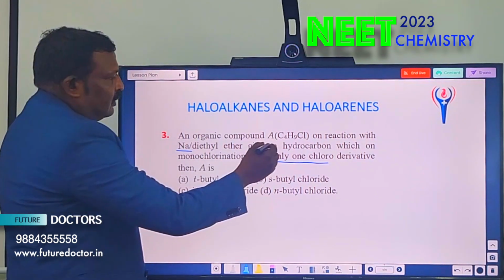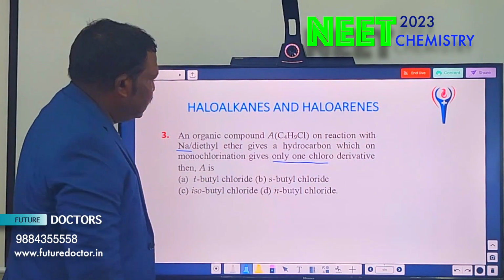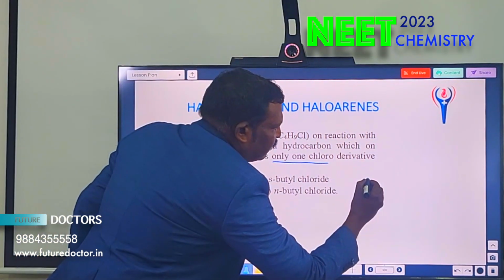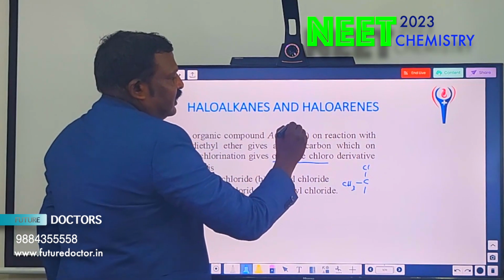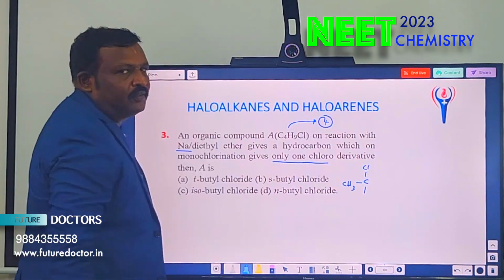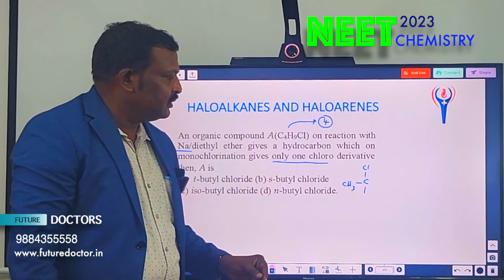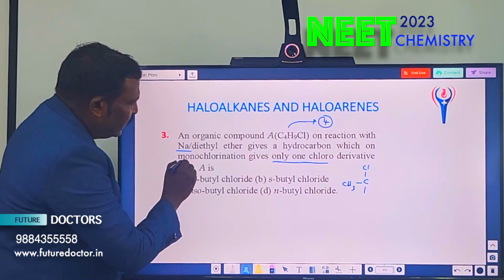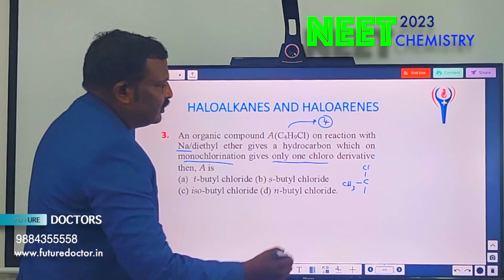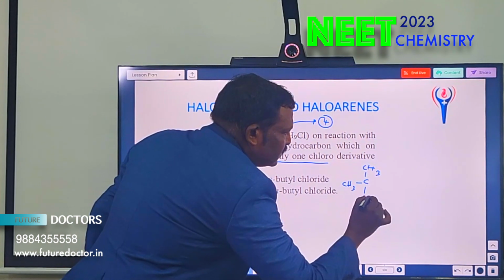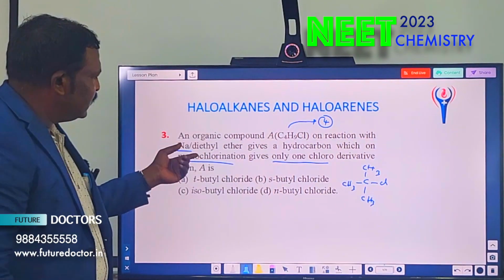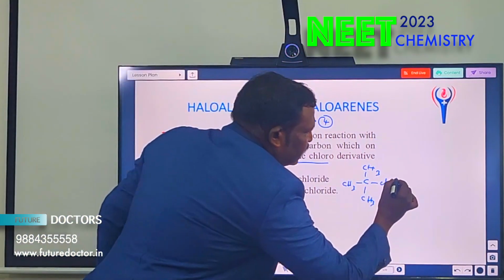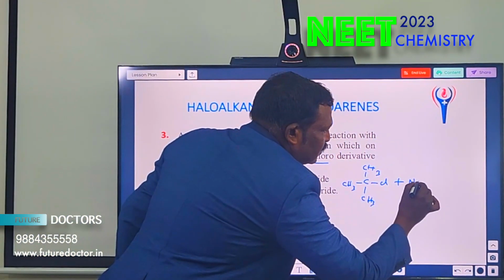So I'm taking tertiary butyl chloride. What's the formula for it? Here we have 4 isomers possible, but I'm taking only one isomer. This one is going to give only one monochlorination product. So (CH3)3C-Cl, then reacts with sodium. If you see sodium, it's a Wurtz reaction. So you write this 2 times, with sodium 2 times.